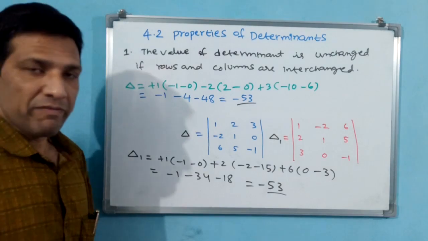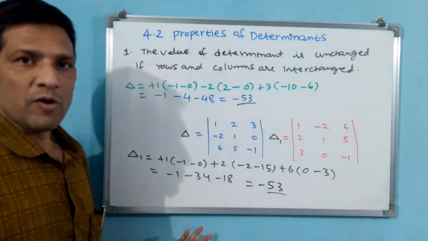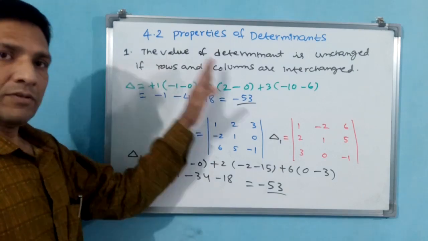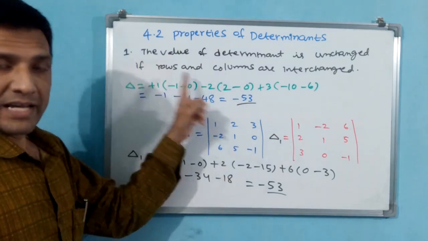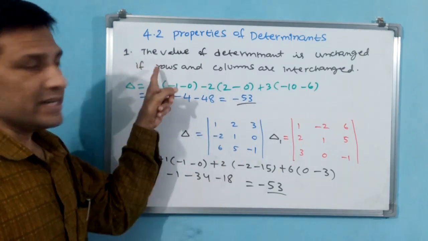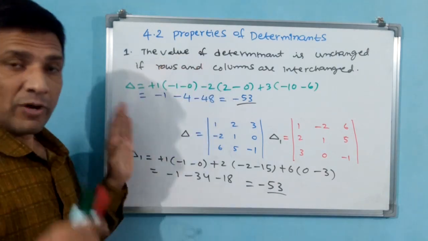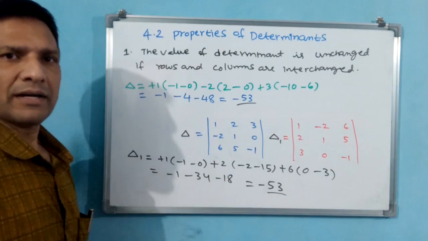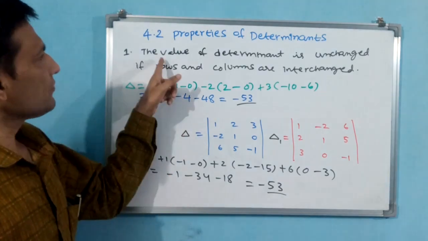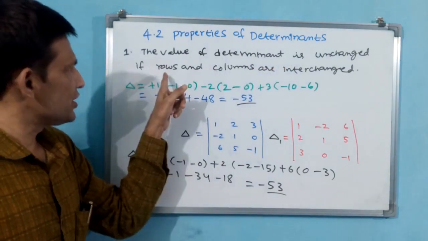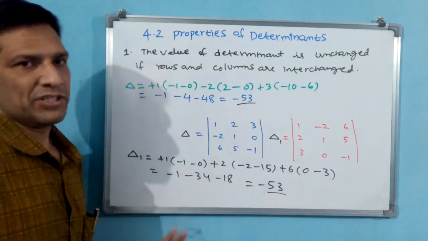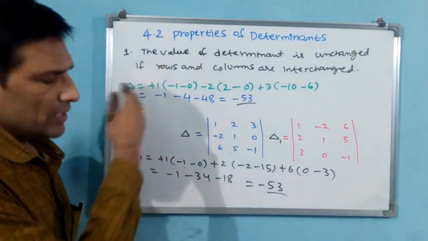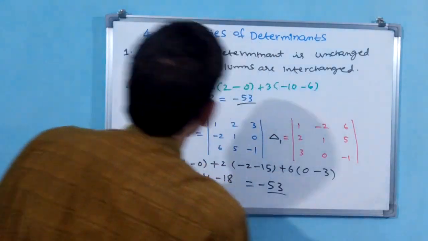Shall we say we have verified? This property we have verified. We will go for proof also. Now this first property has been verified. Once again I will read. These are very important. 6 properties are a must. You have to learn them by heart. The value of determinant is unchanged if rows and columns are interchanged. We have seen the value is not changed. Let us go for proof also.